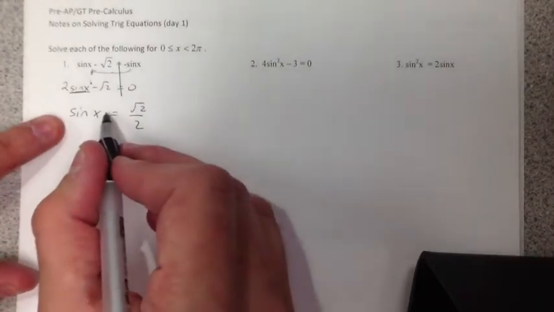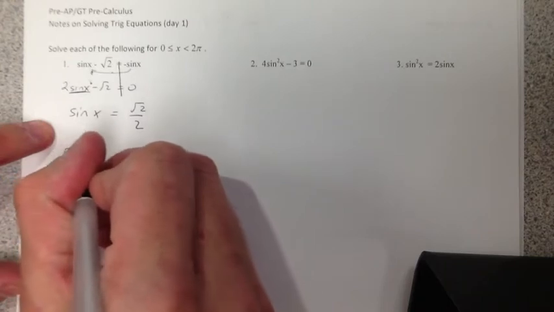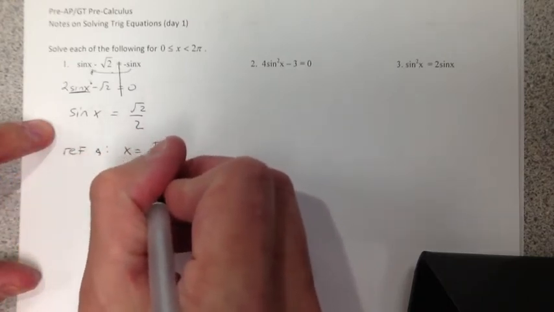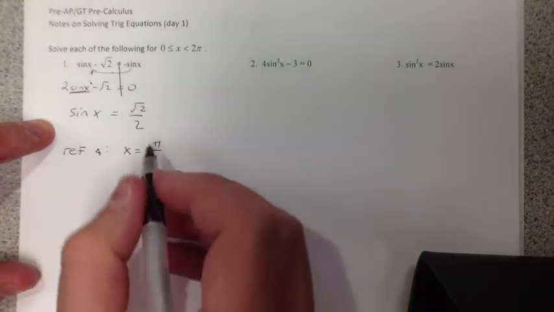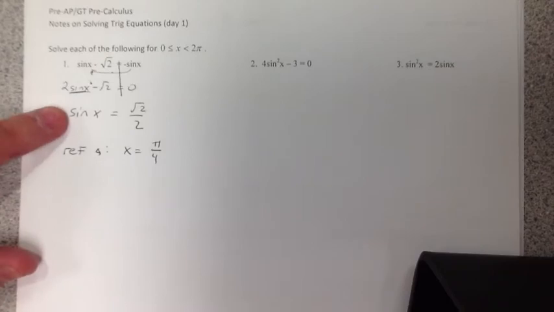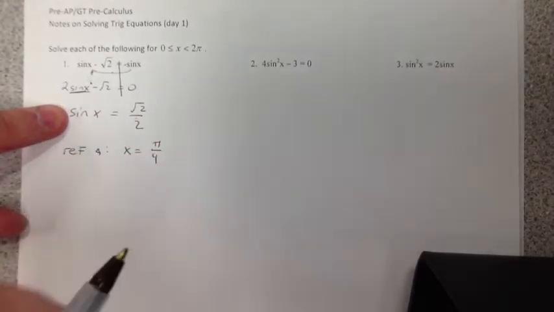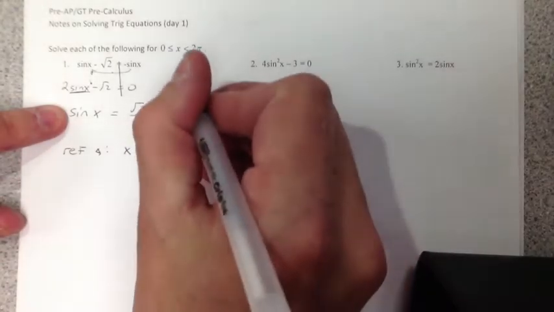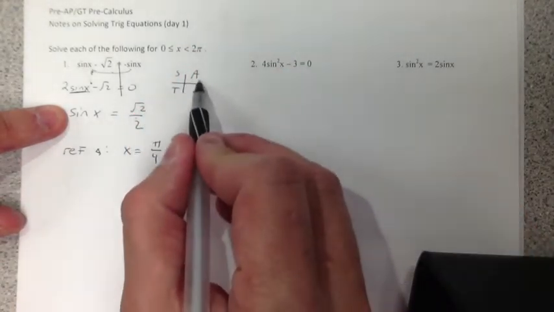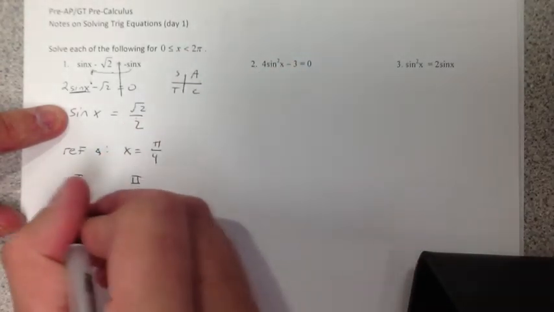And what angle for sine gives us square root of 2 over 2? Remember, we call this our reference angle. And that, of course, is pi over 4, or a 45-degree angle. We will get two answers here. Because sine is positive, we're going to get two answers. Sine is positive in two quadrants. If you need to remember this, all students take calculus. So sine is positive in the first quadrant and in the second quadrant.